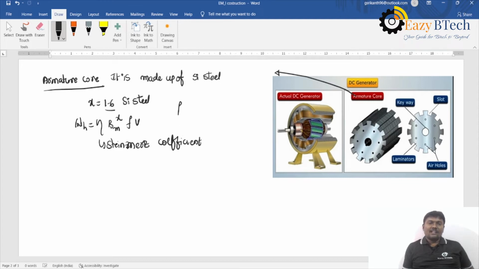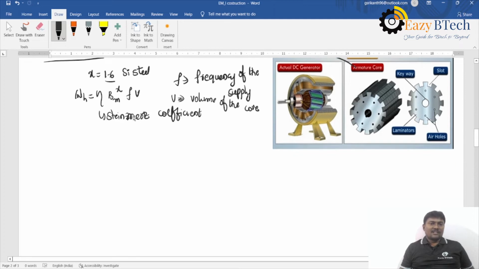Steinmetz coefficient, and F is the frequency of the supply, where V is the volume of the core.